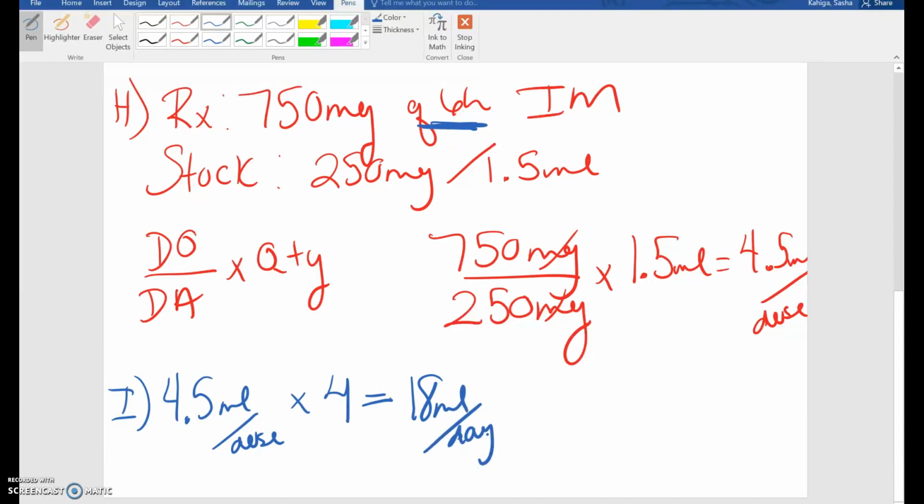Well, the question is how many vials of medication will be needed for a 24-hour period. Well, if they need 18 milliliters per day, and in each vial there's 6 milliliters, you just divide it out. 18 milliliters divided by 6 milliliters equals what? 3. You're going to need 3 vials. Well, 1 vial will give you 6 milliliters. 2 vials will give you how many milliliters? 12 milliliters. And 3 vials will give you a total of 18 milliliters.